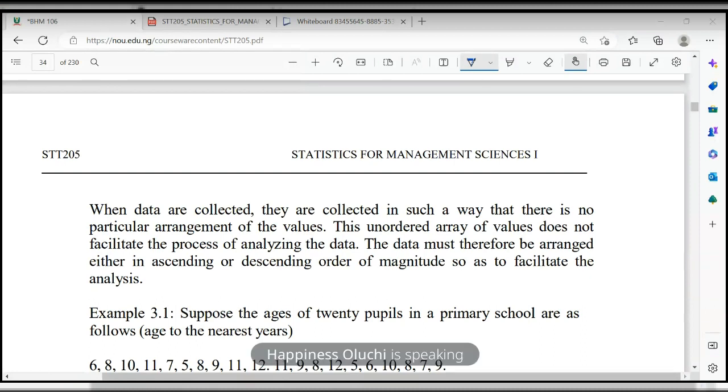It means to arrange from the smallest to the biggest. Yes, from the smallest to the biggest. And descending means to come down from the biggest to the smallest.